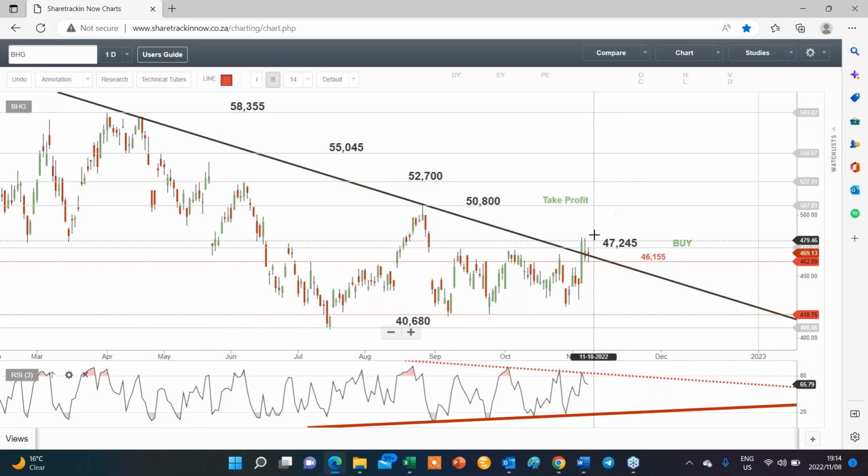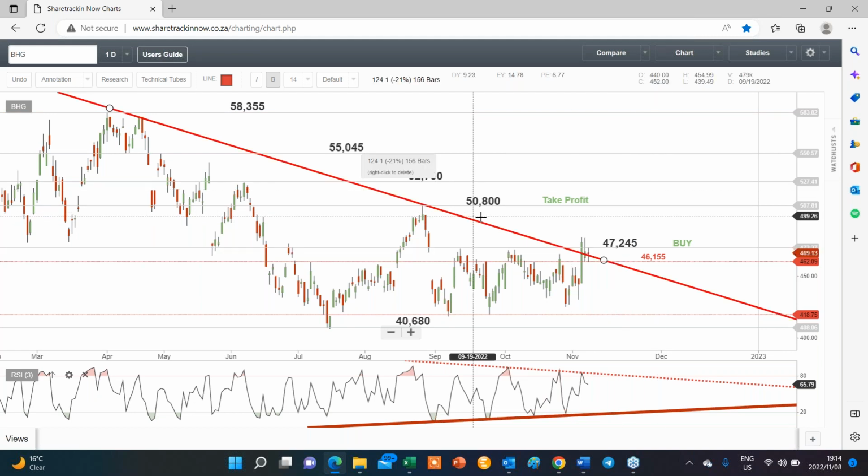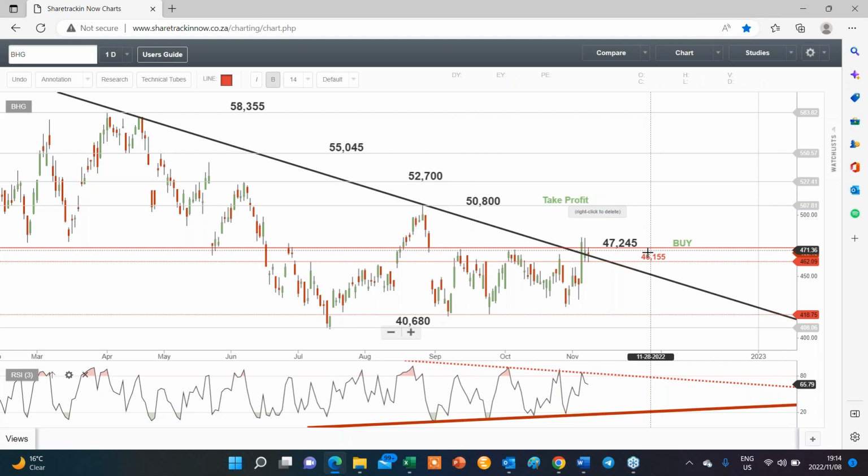Buy once there's a nice green candle that forms at 472.45. 508 would be your take profit, and that would be a stop loss level in case the call goes against us.